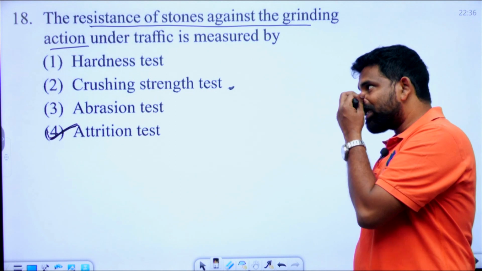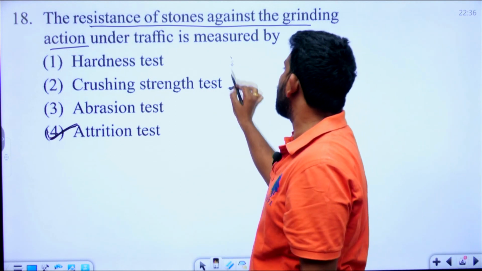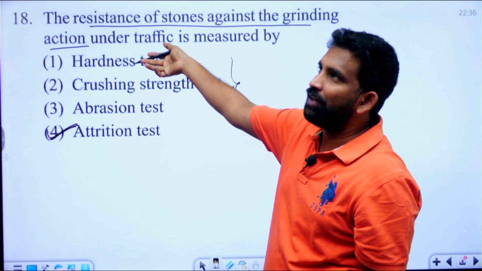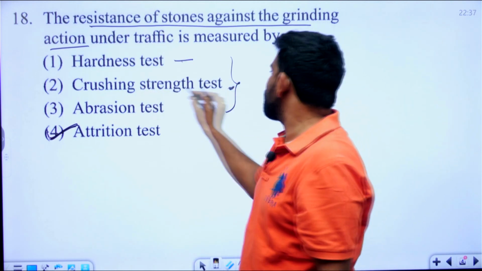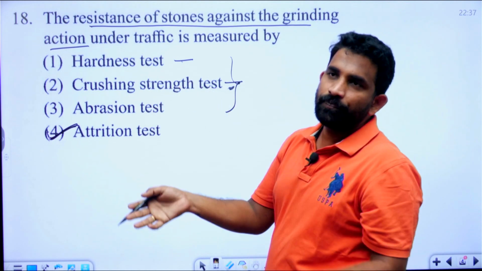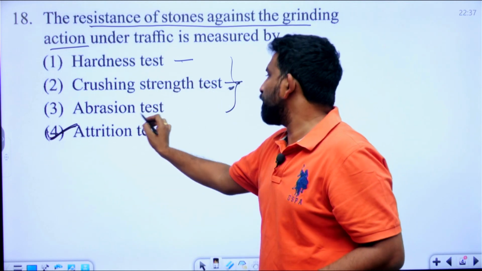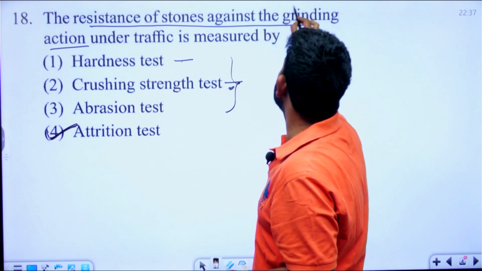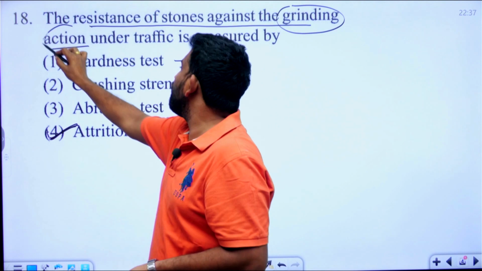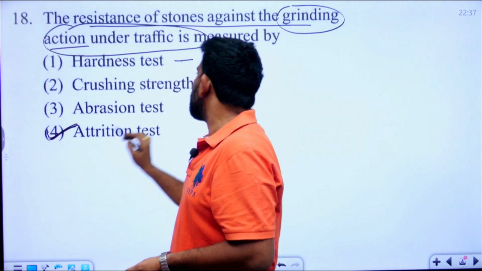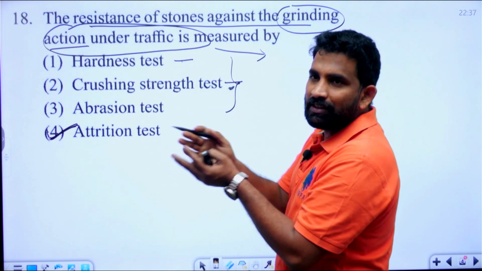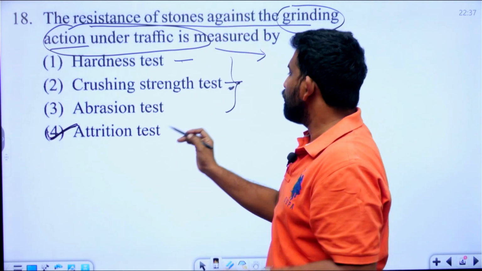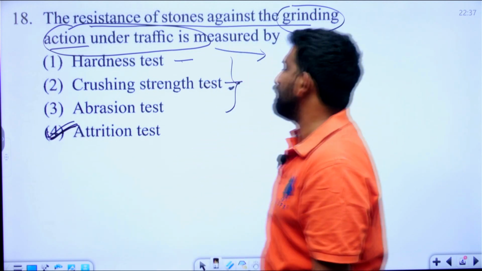We have already seen the other three kinds of tests: for hardness you deal with the impact test, for crushing strength you find out the crushing test, and for abrasion we use the Los Angeles abrasion machine. Finally, the grinding action under the traffic is measured by attrition only, because the rubbing of aggregates happens among themselves when a load is applied. That's why the correct answer for this 18th question is the attrition test.